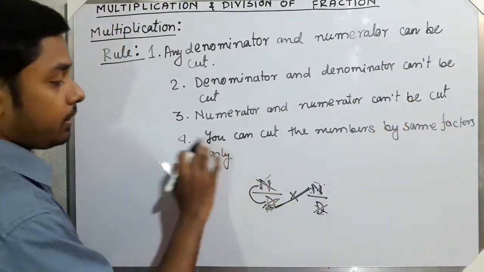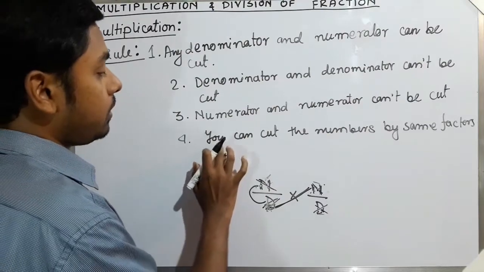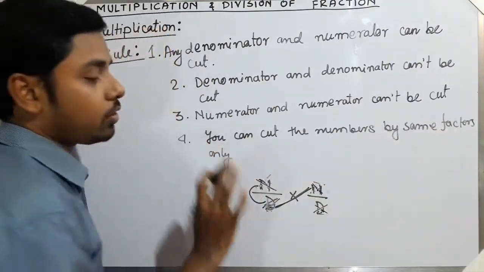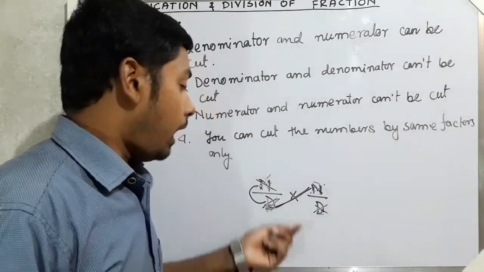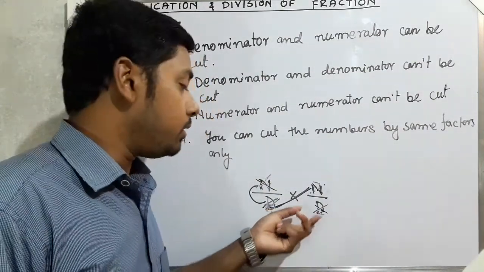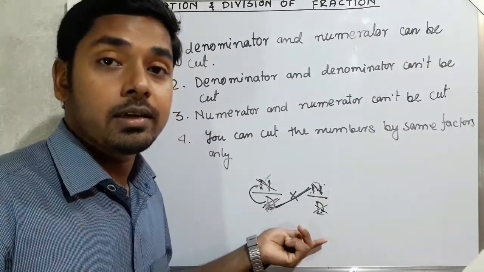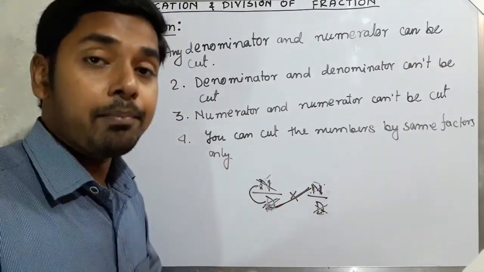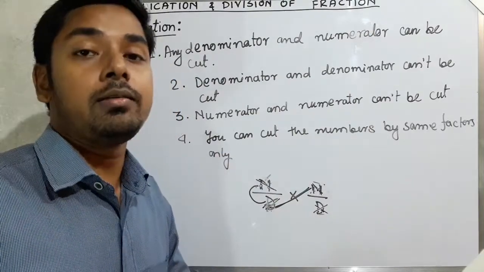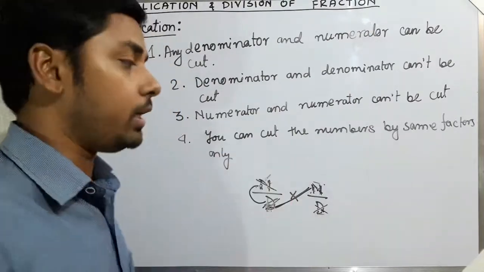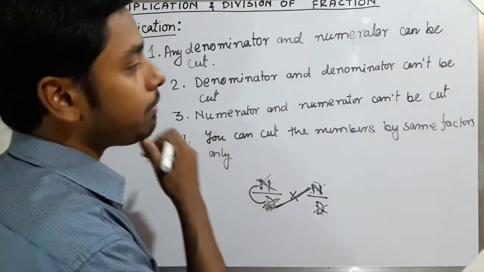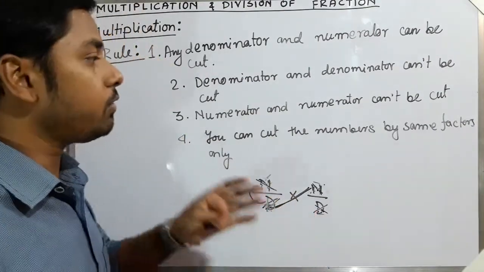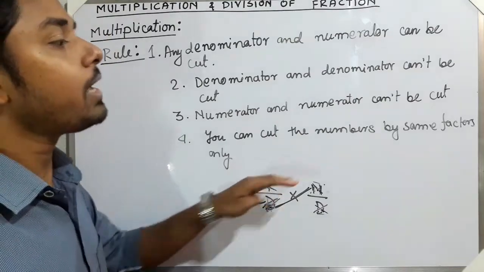And what is the last rule? You can cut the numbers by the same factors only. Now, how to cut the numbers? You can cut the numbers by the same factors only. So we will have an example to clear this concept. First of all, you pause the video to note down these things, then we will proceed to the next thing.